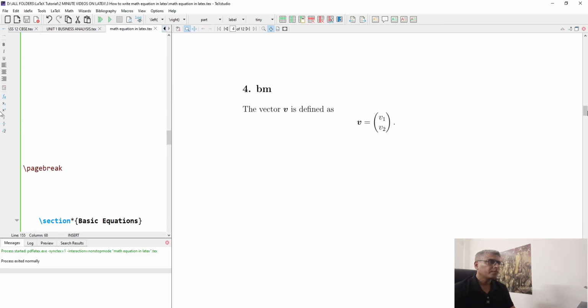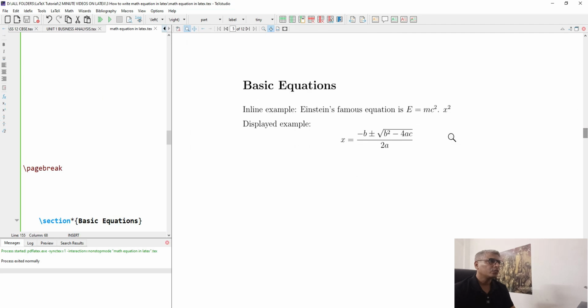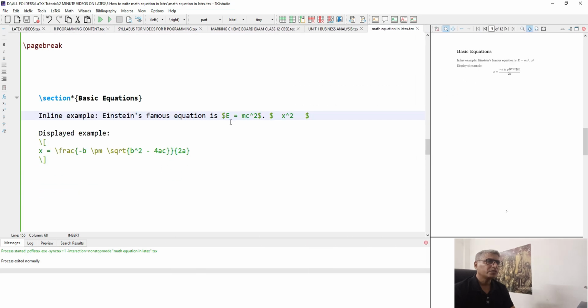So here we can see that E equals mc², which is written before x². Here we have our output, which is x². Similarly, we have written this particular equation, E equals mc². Now that was an example of an inline mathematical equation.